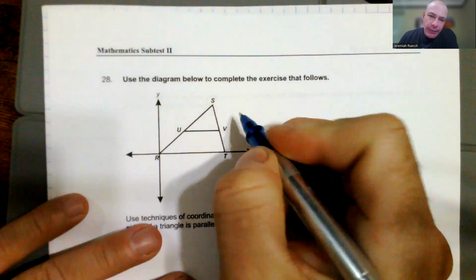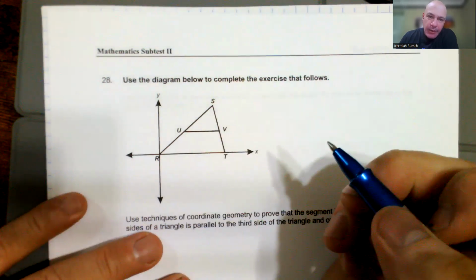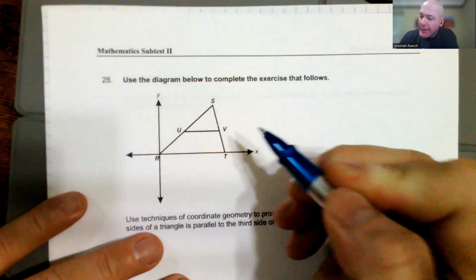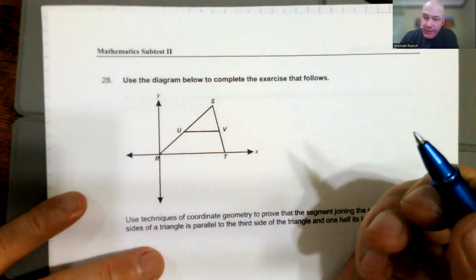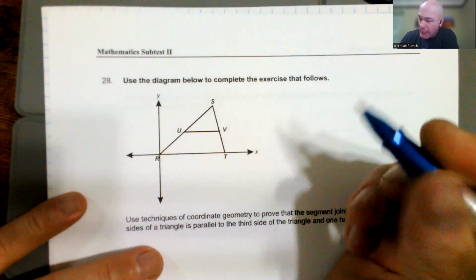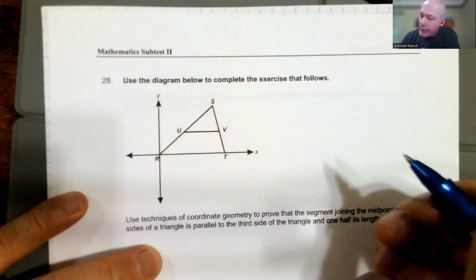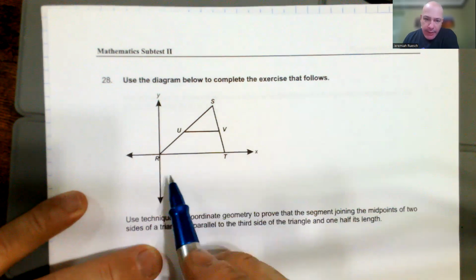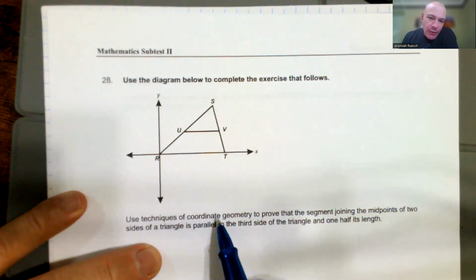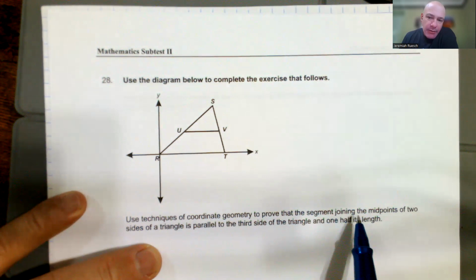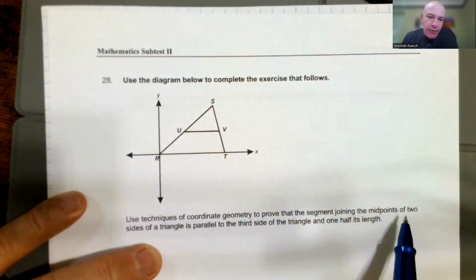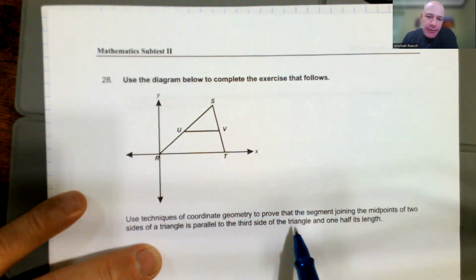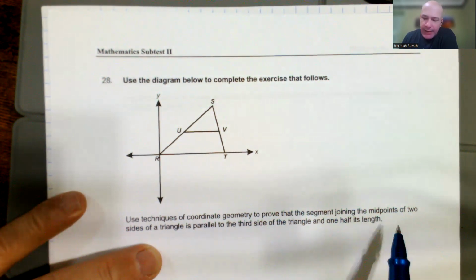So if we're going to solve this problem, this is the first constructive response on the second subtest for the CSET single subject in mathematics. In this question, it says use the diagram below to complete the exercise that follows. And then it wants us to use the techniques of coordinate geometry to prove the segment joining the midpoints of two sides of a triangle is parallel to the third side of the triangle and its length.